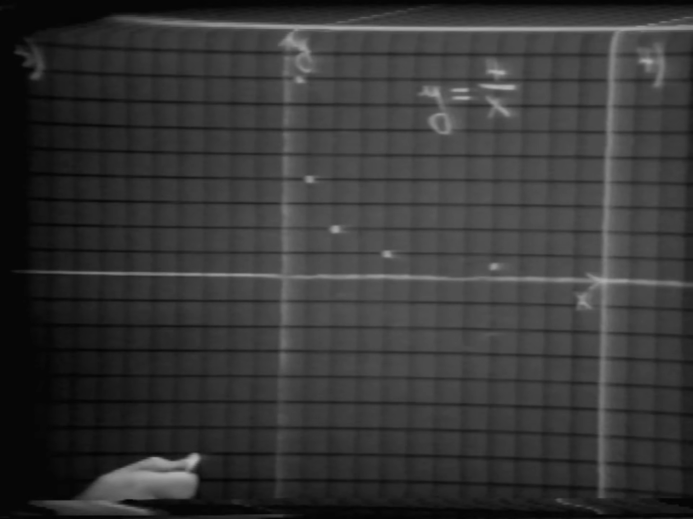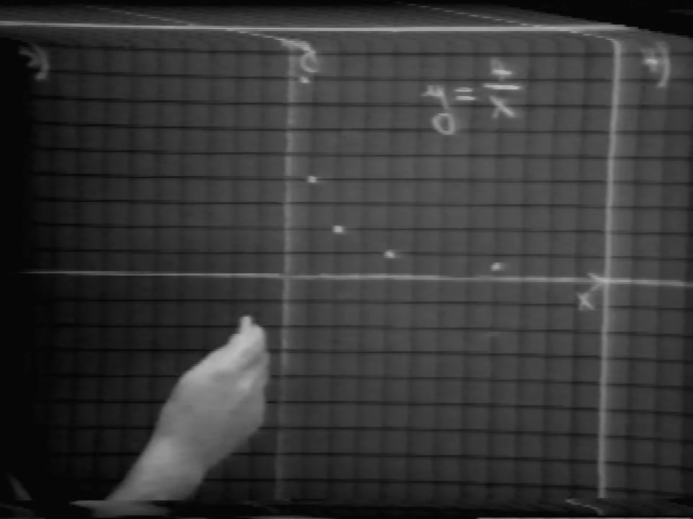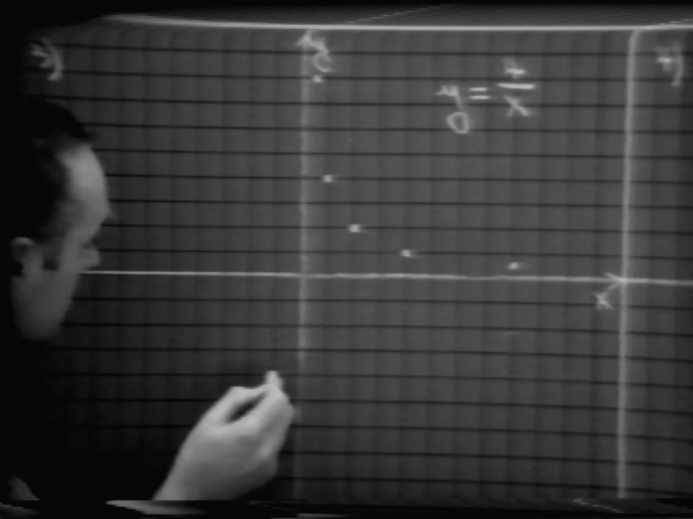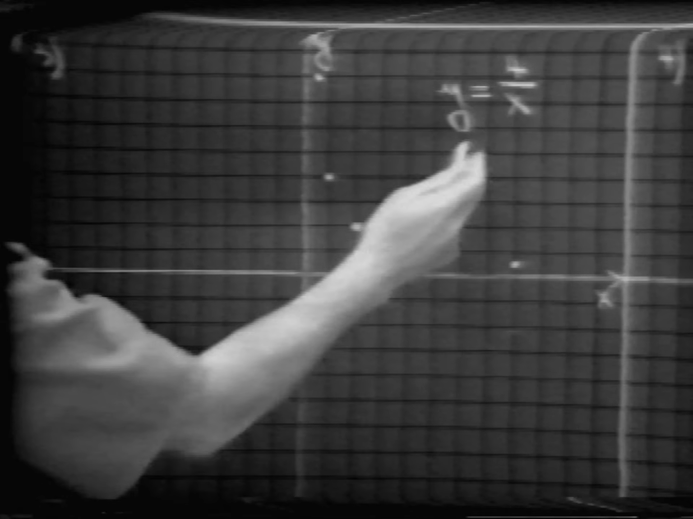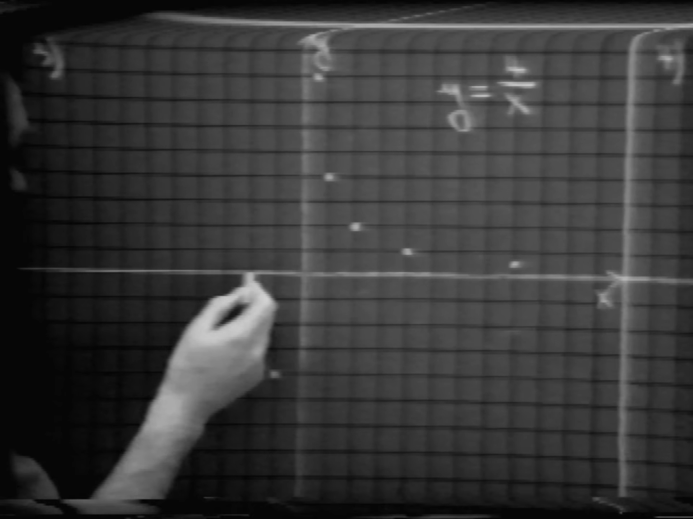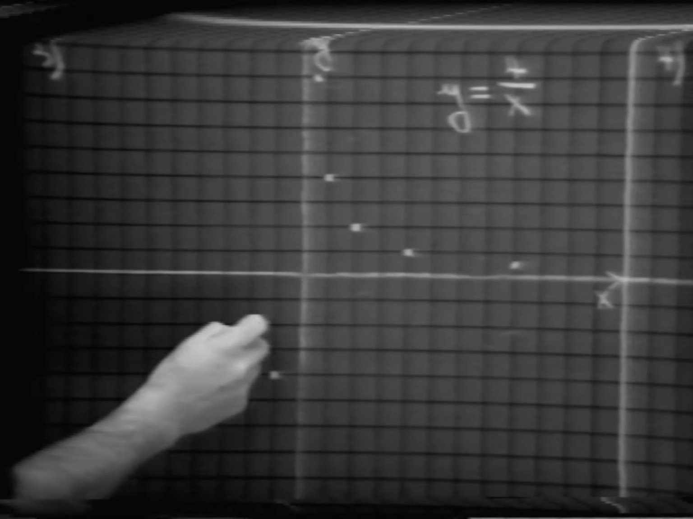Let's take some values of x which are negative and see what happens. Suppose x is -1. 4 divided by -1 is -4. So -1 comma -4 is a point on our graph. Suppose x is -2. Then y is -2, so -2 comma -2 must be on our graph.